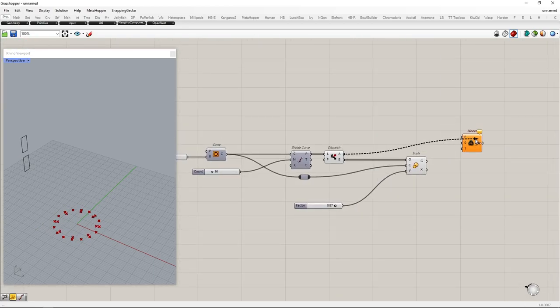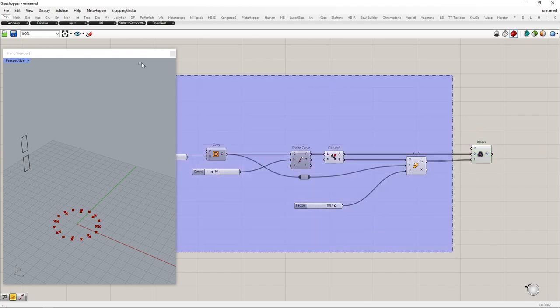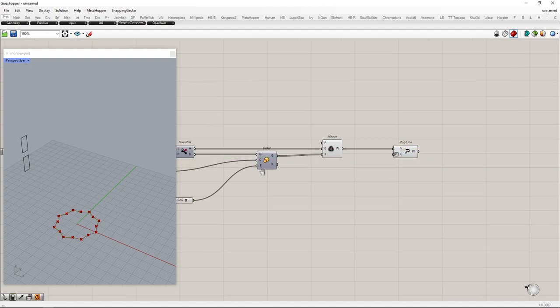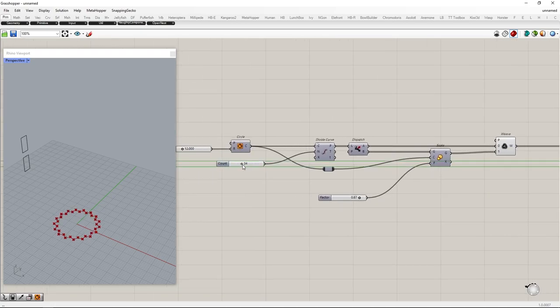After modification, we can combine them back to make one single list. A component called weave can do this job. We don't need to touch the pattern because by default dispatch and weave have the same pattern. We can see the direction of the lists by connecting a polyline node.